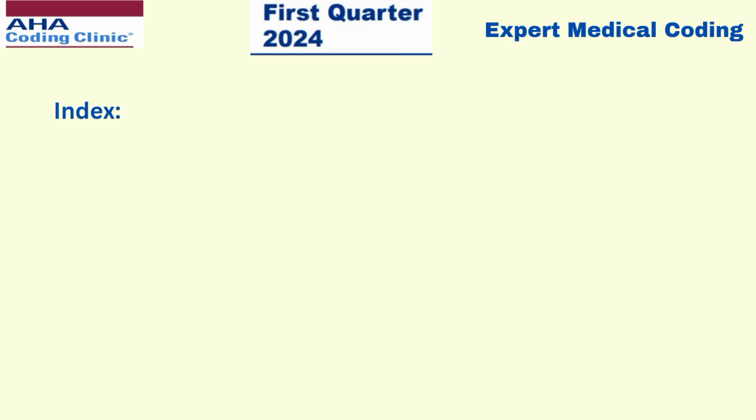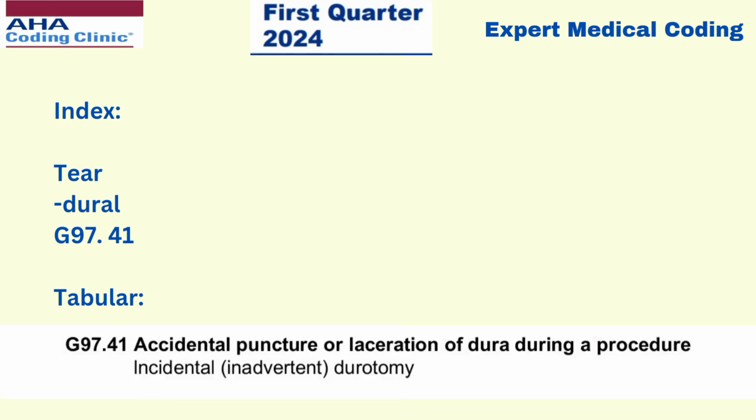So if you go to the index and search with the main term tear, under that subterm dural, it will lead you to the code G97.41. If you cross-check this in the tabular, it will give you a description of accidental puncture or laceration of dura during a procedure. And as you can see, it also includes incidental durotomy. Now moving towards the next scenario.